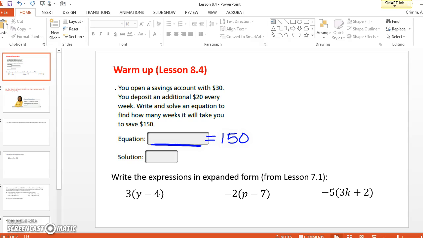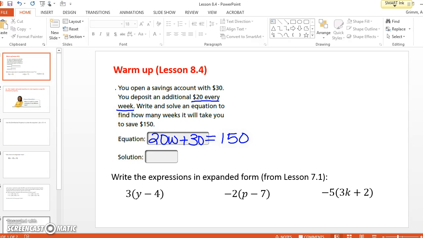Jenna. Okay, so does the x go with the 20 or the 30? And tell me why. 20 is the amount of money you deposit every week. Good. And if you want to use W, if that makes more sense to you, plus, she said, your $30 that you start with. And that would be your equation.